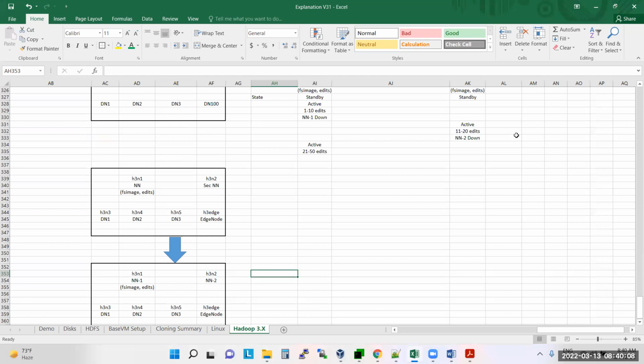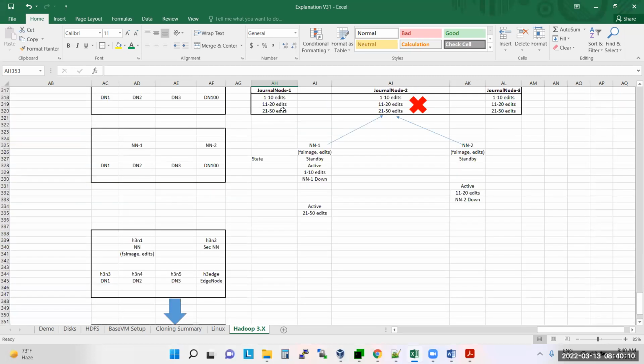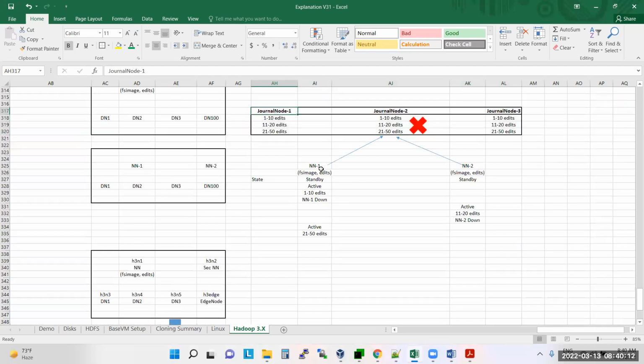Okay, so now tell me, is the journal node a main service or a supporting service for the name node? Supporting service, sir. This is a supporting service for these name nodes. Okay, but this is not a main service. Yes or no? Yes.